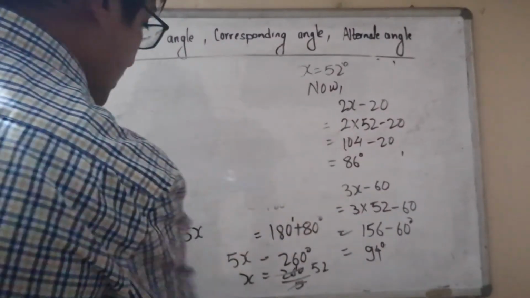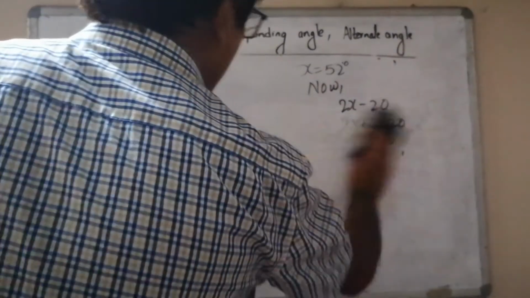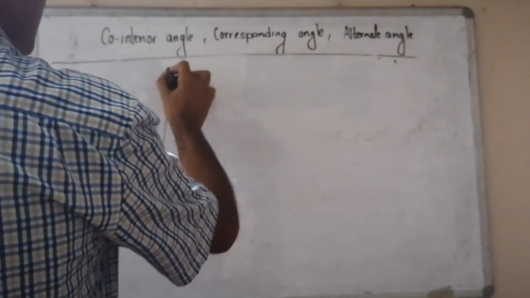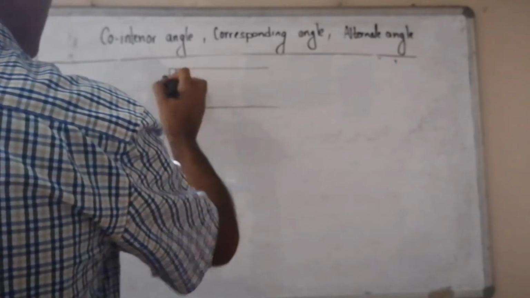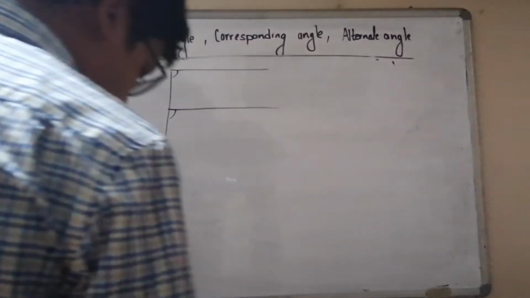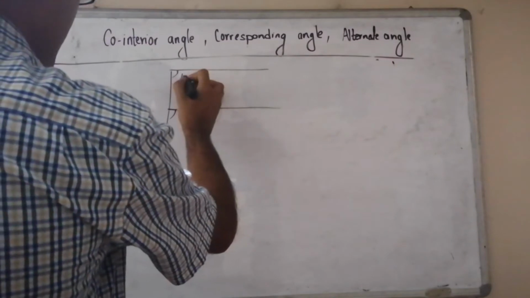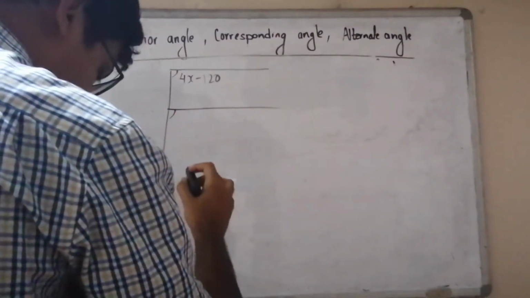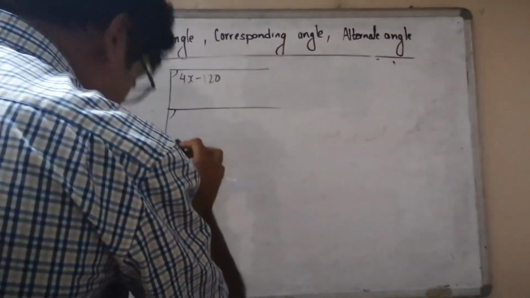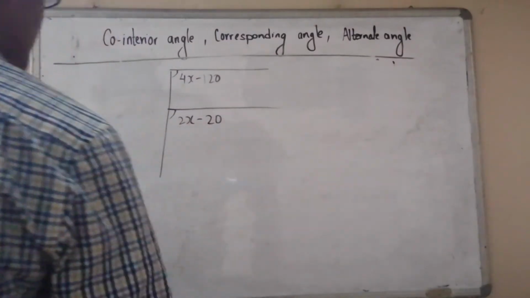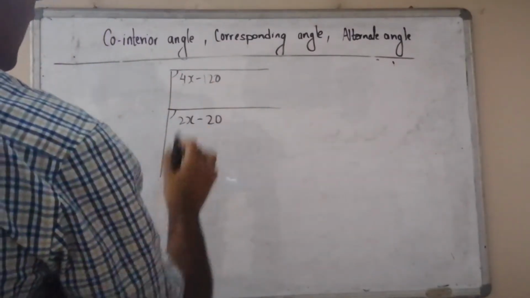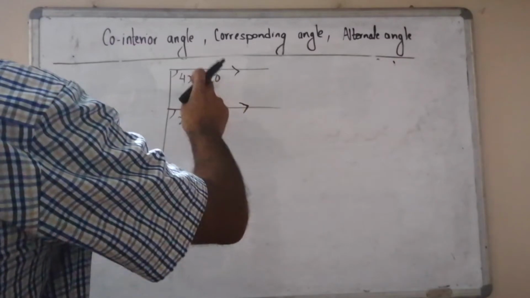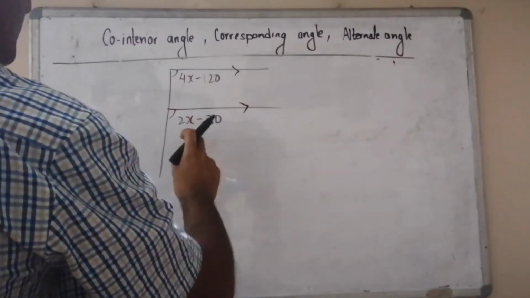Now let us discuss the corresponding angle here. Corresponding angle, so it must be in F shape. So I'm going to solve this. So if it is 4x minus 120 and another one is 2x minus 20. Now if it is a corresponding angle, then these two angles must be equal. So if these two lines are parallel, then they are corresponding, and corresponding are always equal.